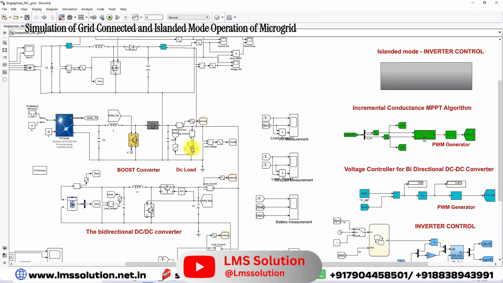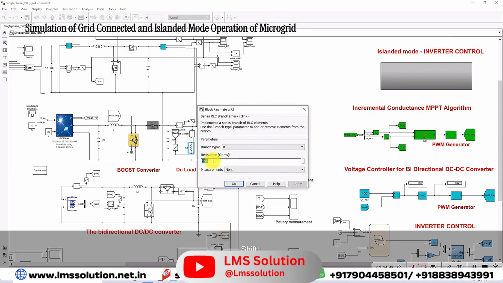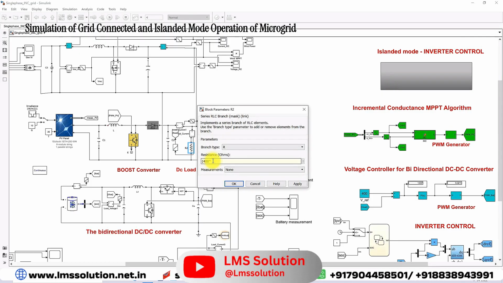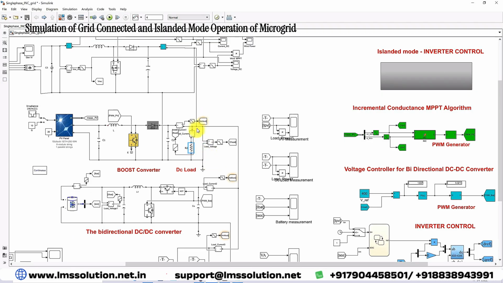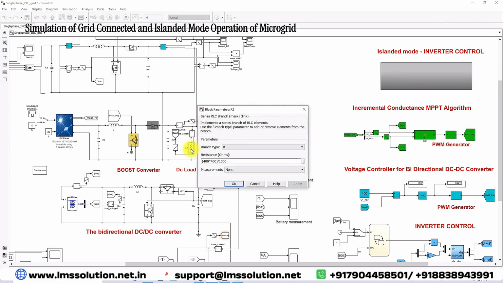And here we are using a DC load. Here I am going to make the DC load power equal to 1000 watts. Here we are going to maintain the DC bus voltage at 400 volt. So I am going to use a DC load of around 1000 watts.